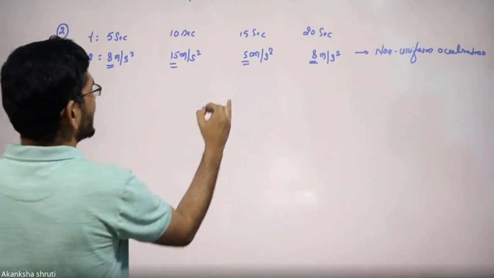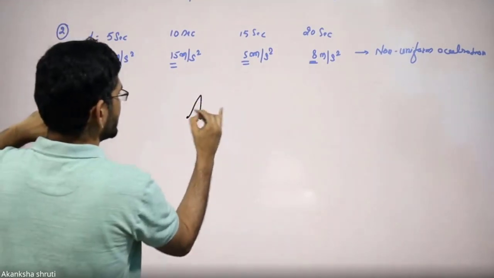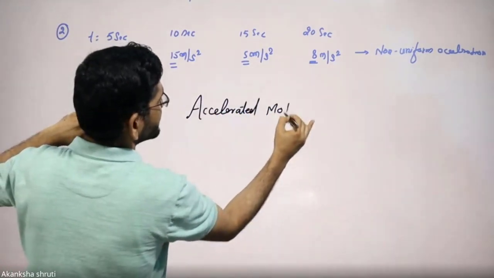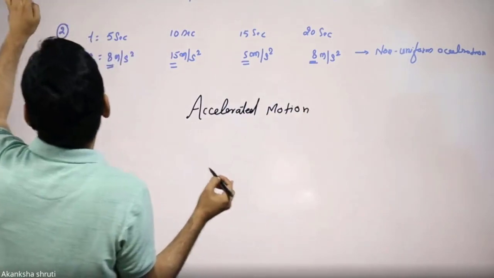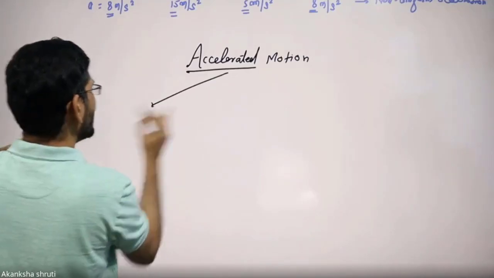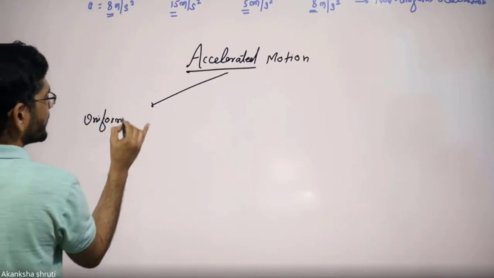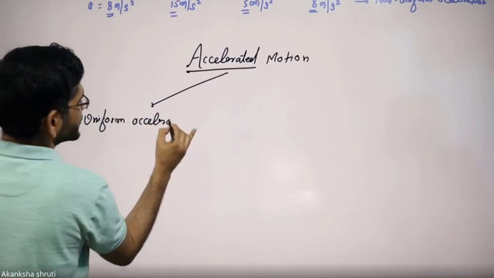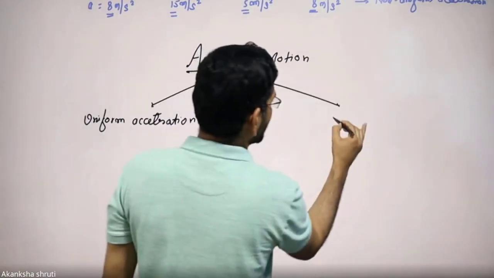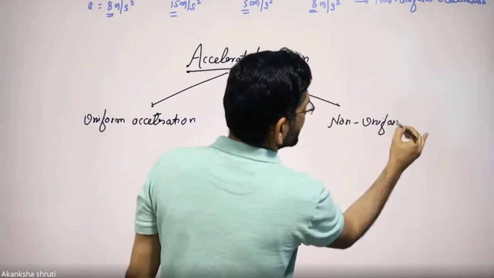If we consider accelerated motion, even for accelerated motion, we can have two kinds of acceleration. Surely there is acceleration, but one is called uniform acceleration. The other can be that the acceleration is changing. That is called non-uniform acceleration.